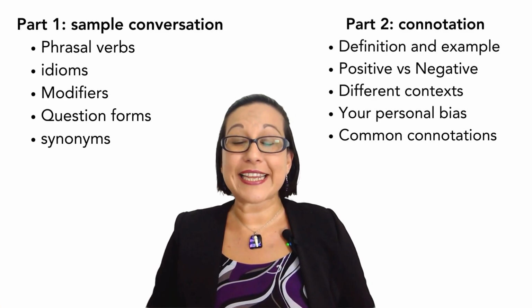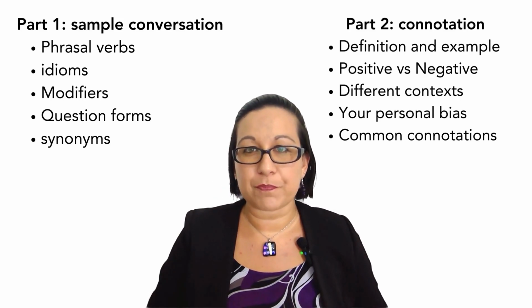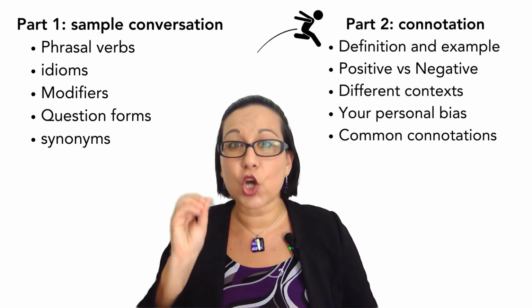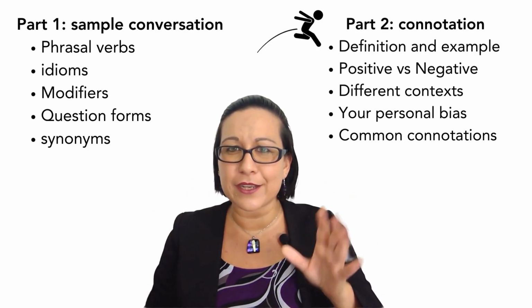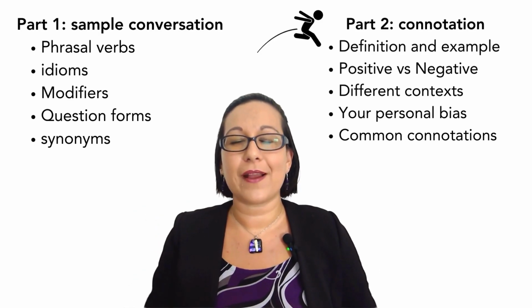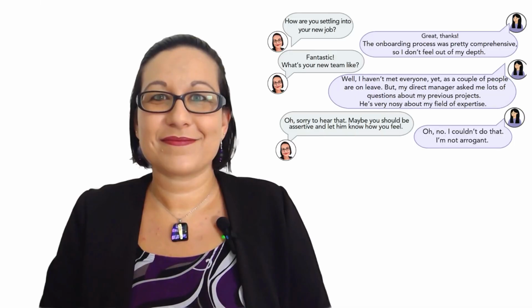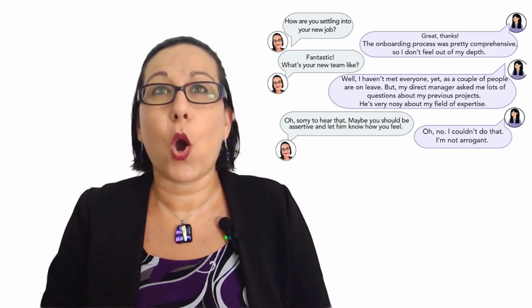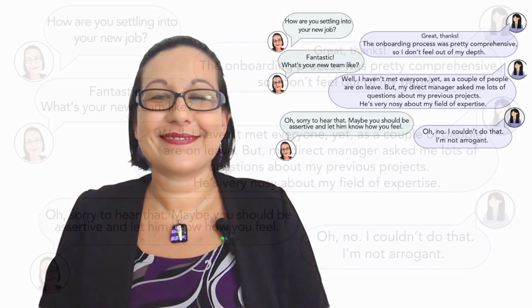We're going to start by taking a look at the sample conversation. If you want to jump ahead and directly look at connotation and denotation, go for it. Otherwise, stay with me. Listen to this conversation and see if you can identify why I got confused.